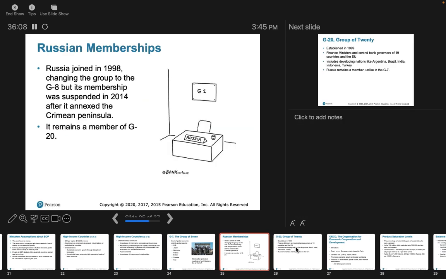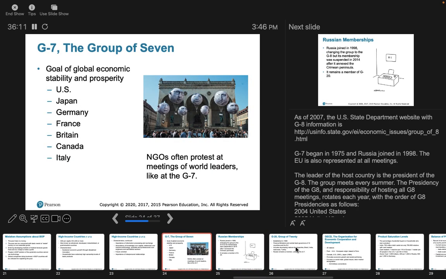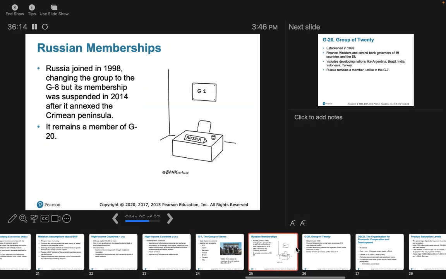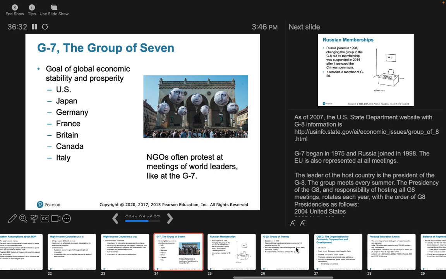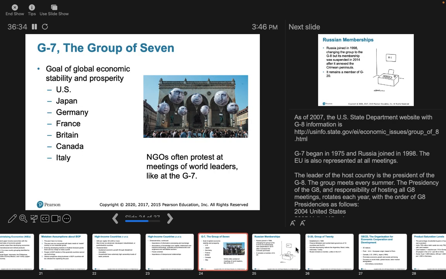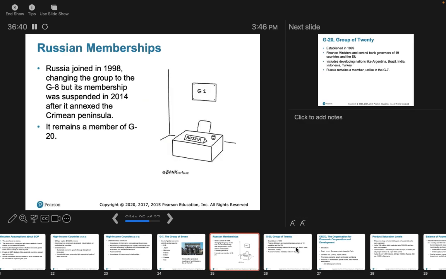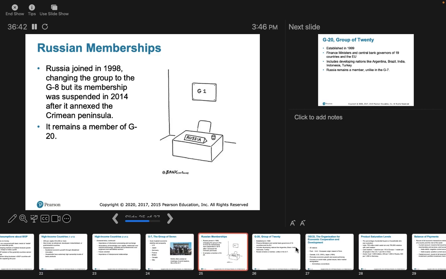We're going to look at the Russian membership. Russia joined in 1998, changing the group to G8, but its membership was suspended in 2014 after it annexed the Crimean Peninsula. It remains a member of the G20. Russia is still part of the G20, but the country was suspended from the G7. It was initially the G8 when Russia was part of it, but later Russia was suspended.